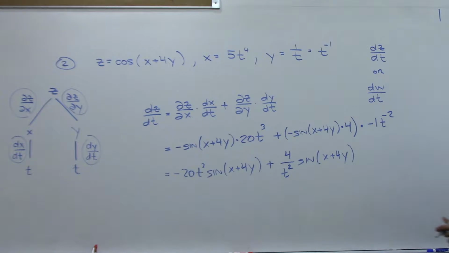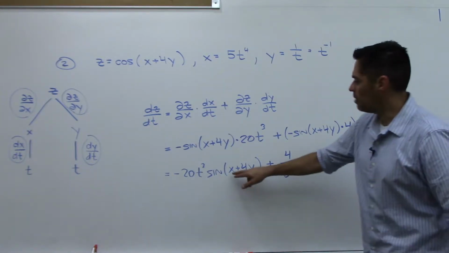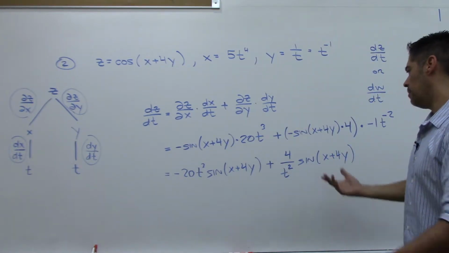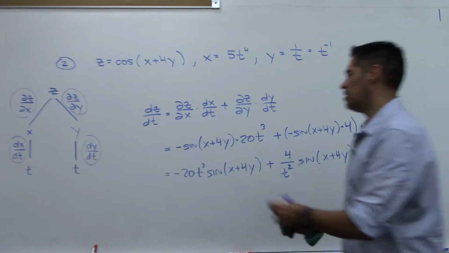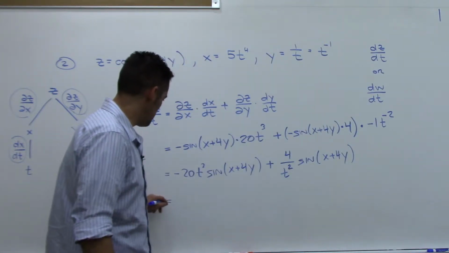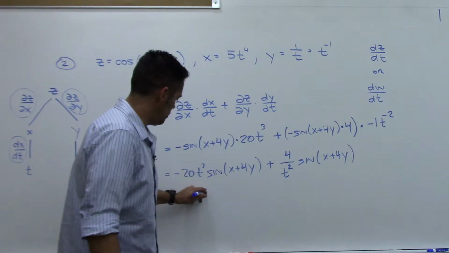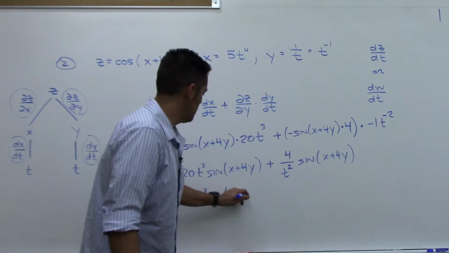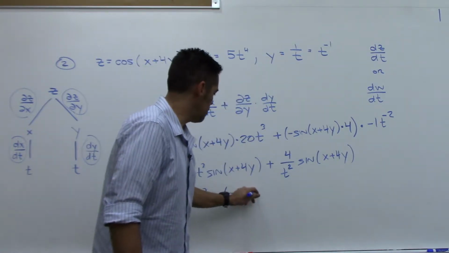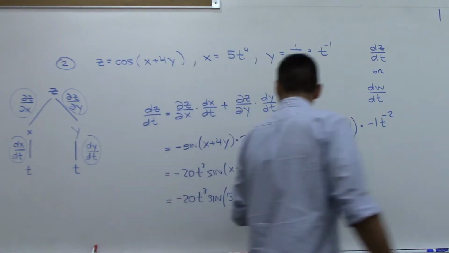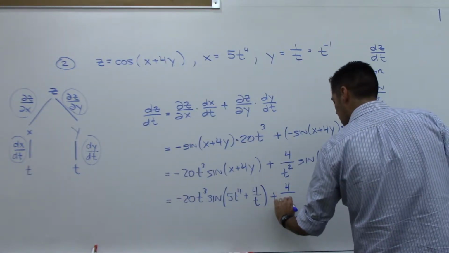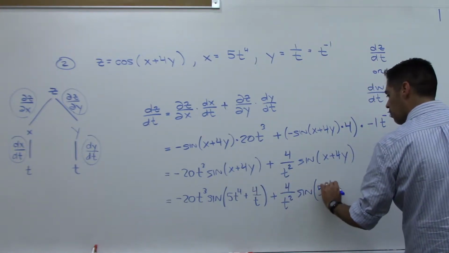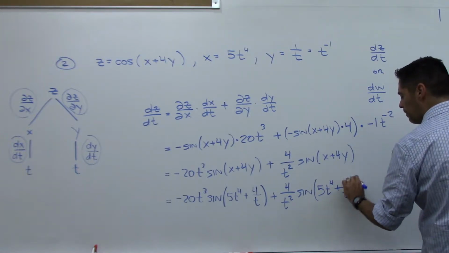And then that's it. Well, now what I would do is I go and I replace x with this here, replace y with this here, and I do it here and here also. Maybe for just this one, I'm not going to do it for the rest of the problems, but just this one I'm going to plug it in. Negative 20t cubed sine of x, which was 5t to the 4th, plus 4 times 1 over t, which is 4 over t, and then plus 4 over t squared sine, and then it's going to look exactly like the other one, 5t to the 4th plus 4 over t, and that's it.